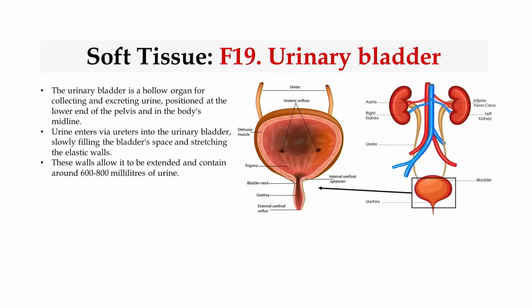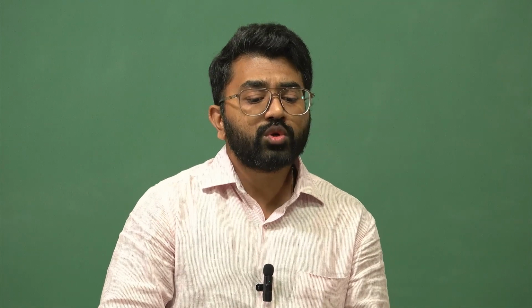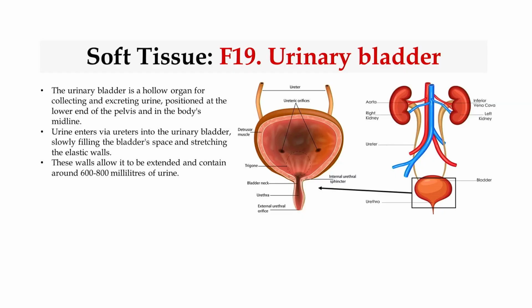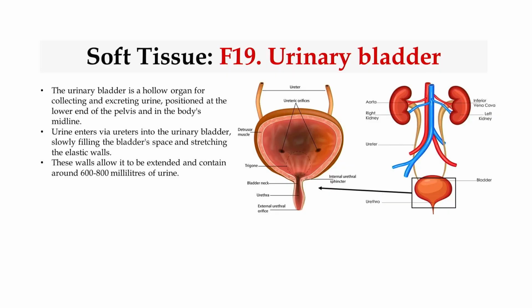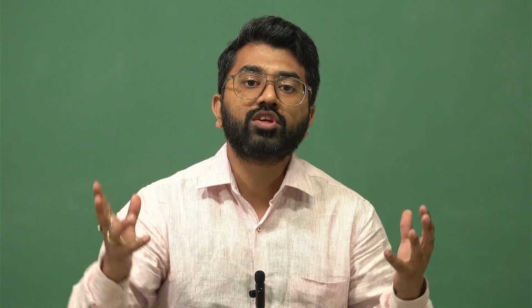Let's look at one or two more organs which are of importance. The next one is the urinary bladder. We all know urinary bladder stores our urine, and it's a very important organ of the human body. It's a hollow organ for collecting and excreting urine, positioned at the lower end of the pelvis and in the body's midline. The urine enters via the ureters into the urinary bladder, slowly filling the bladder space and stretching the elastic walls.